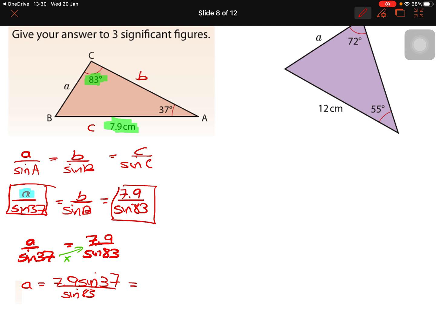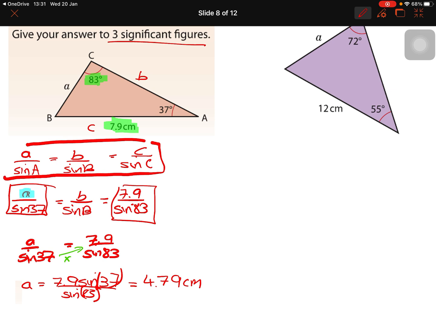So through my calculator, I'm going to go 7.9 sine 37. Make sure your 37 is in brackets when you put it into your calculator. Over sine of 83, again, brackets for our 83. Hit your equal sign, and correct to three significant figures will give us 4.79 centimetres. Okay, so it's all about using the formula we worked out at the start, which is this one here. Sub in everything we know, find the two parts we're interested in, and we can manipulate from there.